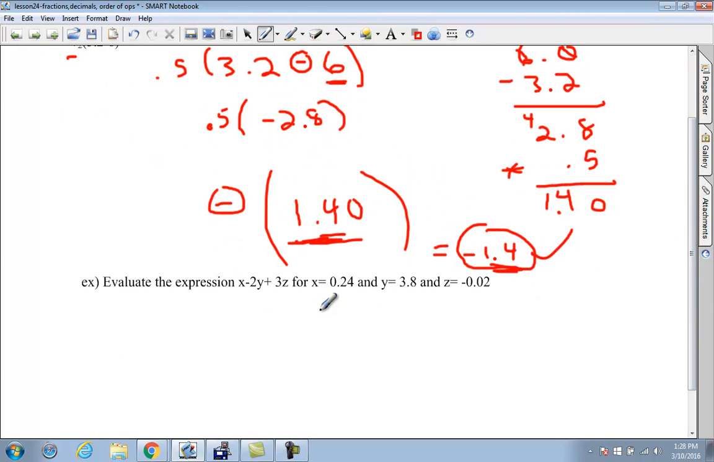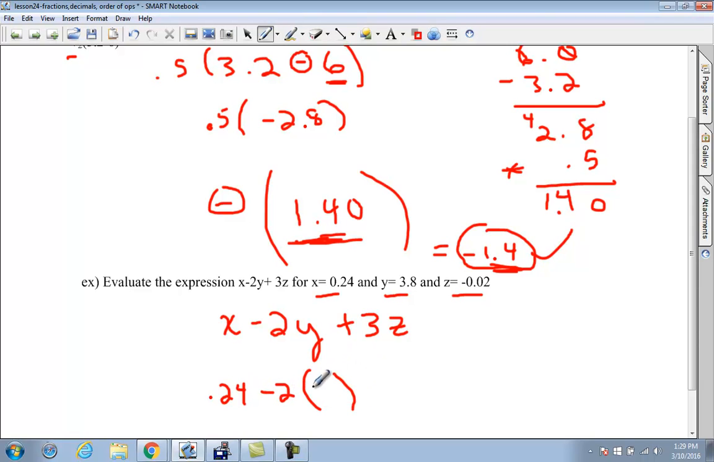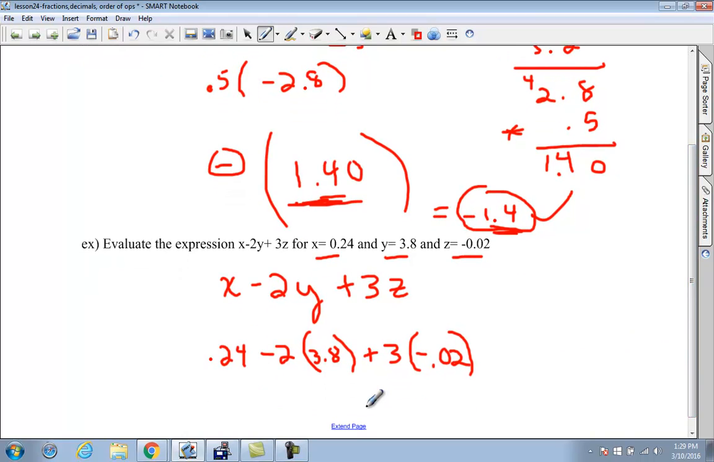Evaluate the expression. We have x minus 2y plus 3z, and we're given, it says evaluate this for given input. Well, input, that's just like plug and chug, right? And then you end up doing order of operations. So we end up with x is 0.24, right? So 0.24 minus 2, plug in your y guy, that's 3.8, plus 3, connected with multiplication, plug in your z guy, which is negative 0.02. And once you've written that out, you're really right back to order of ops, okay?